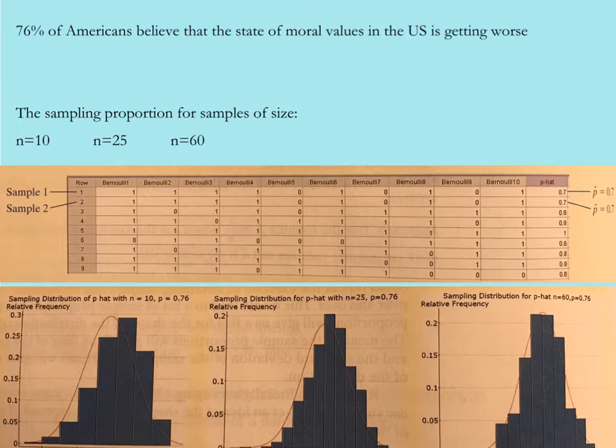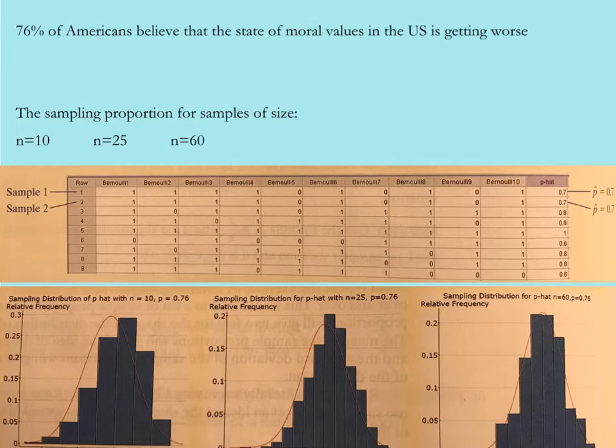Now in this next example, again, I would have done this in Minitab if it were class, but I'll walk you through the process of what this looks like. We're given the statement that 76% of Americans believe that the state of moral values in the U.S. is getting worse. Then we are going to create, using Minitab, a sampling proportion, tying into the work that we did in the last section, for samples of size 10, and then 25, and then 60.